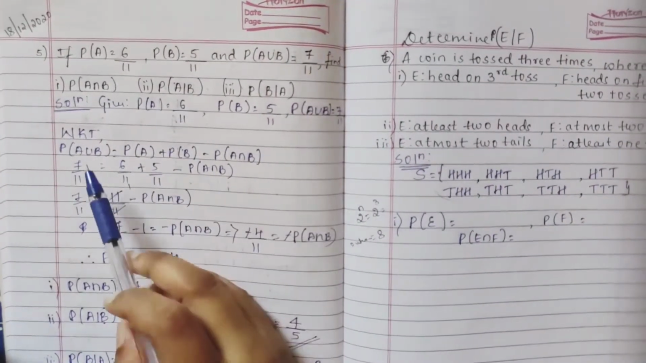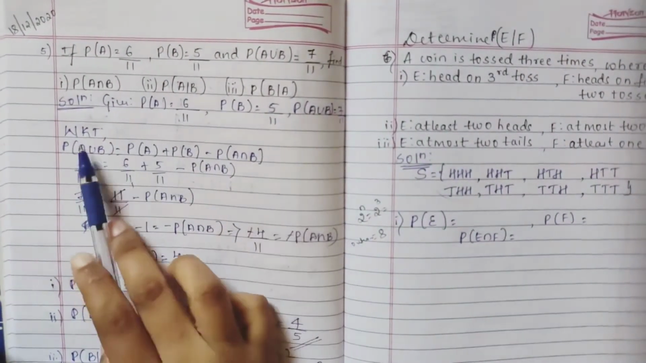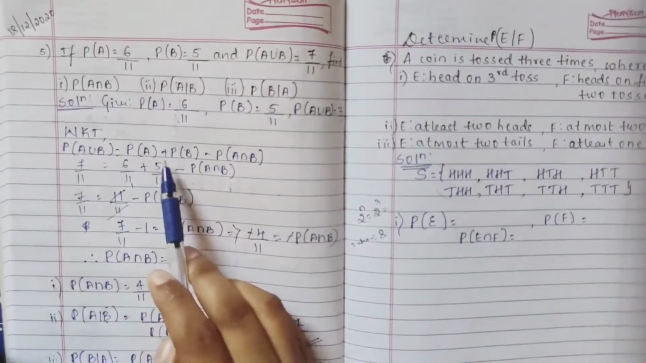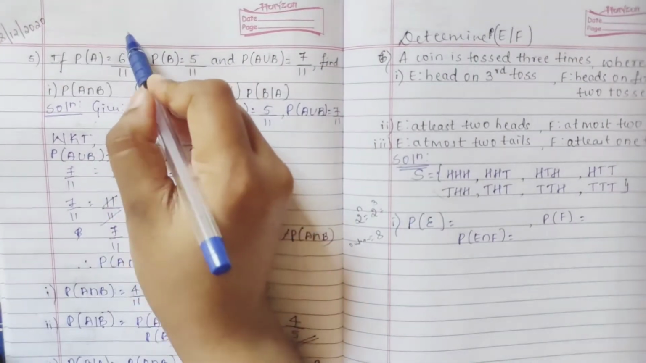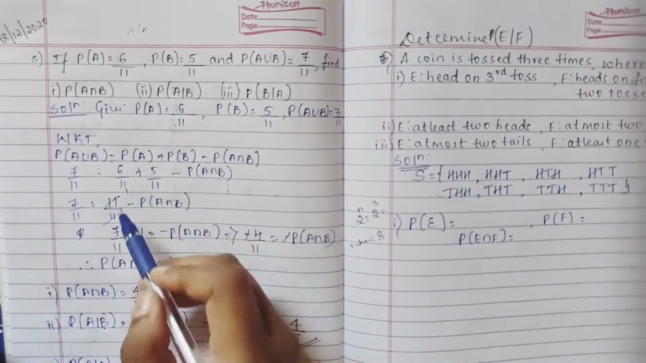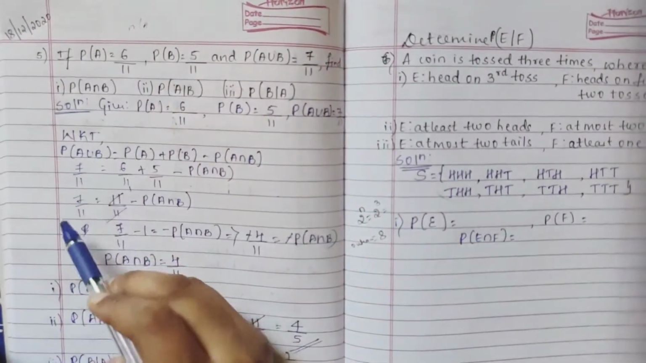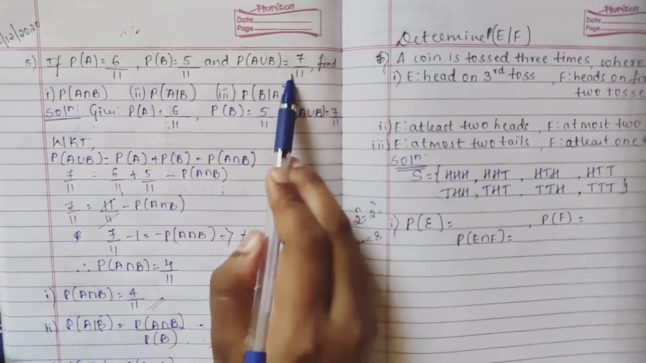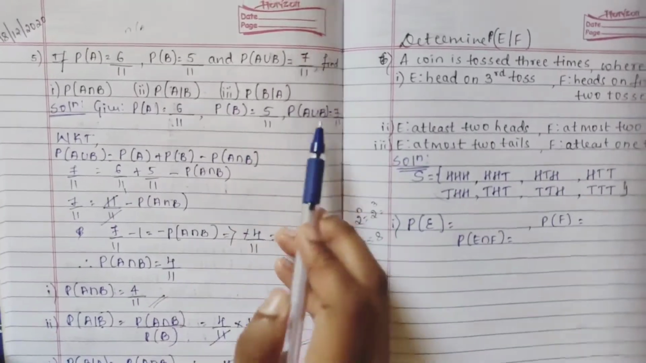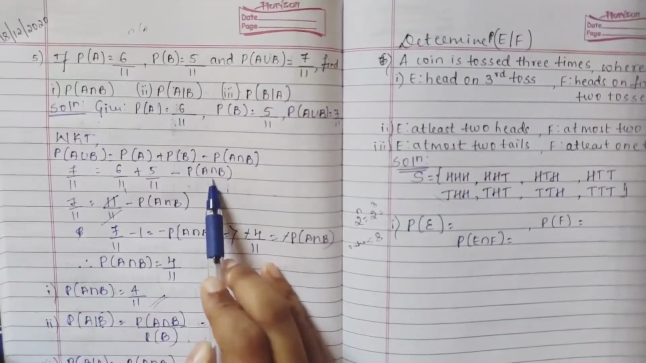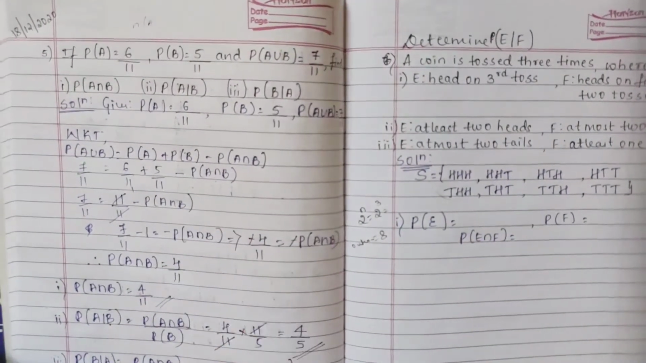At the start itself I told you to write whatever they have given. P of A union B is equal to P of A plus P of B minus P of A intersection B, as we have done in sets of numbers, right? Just n changing to P. So P of A union B we know is 7 by 11. P of A we have, P of B also we have. From here we can get P of A intersection B, right?